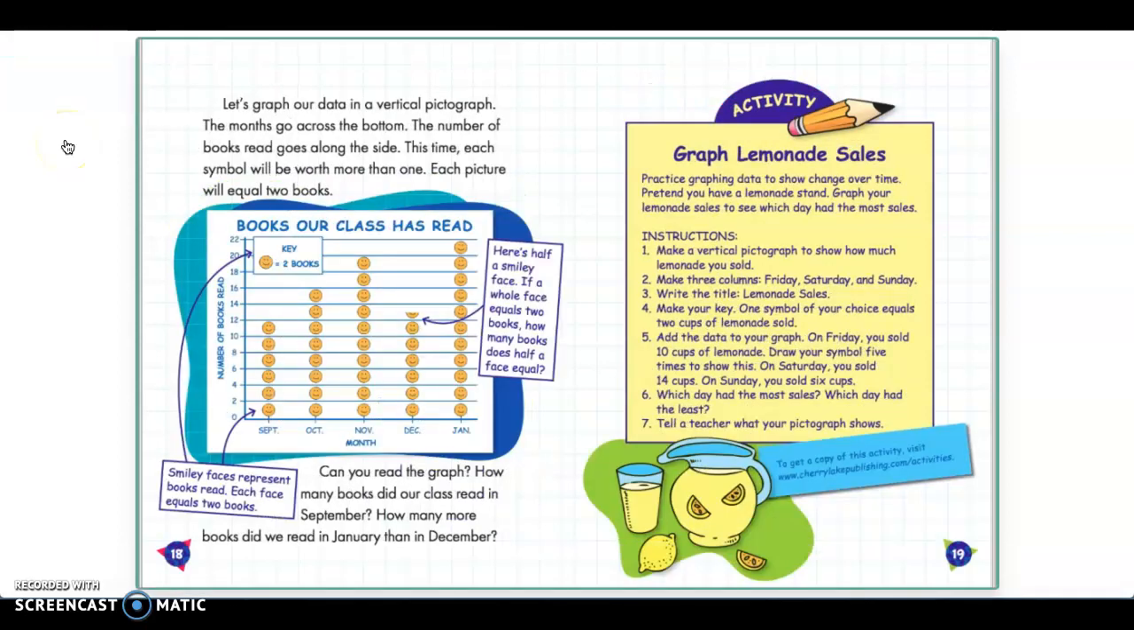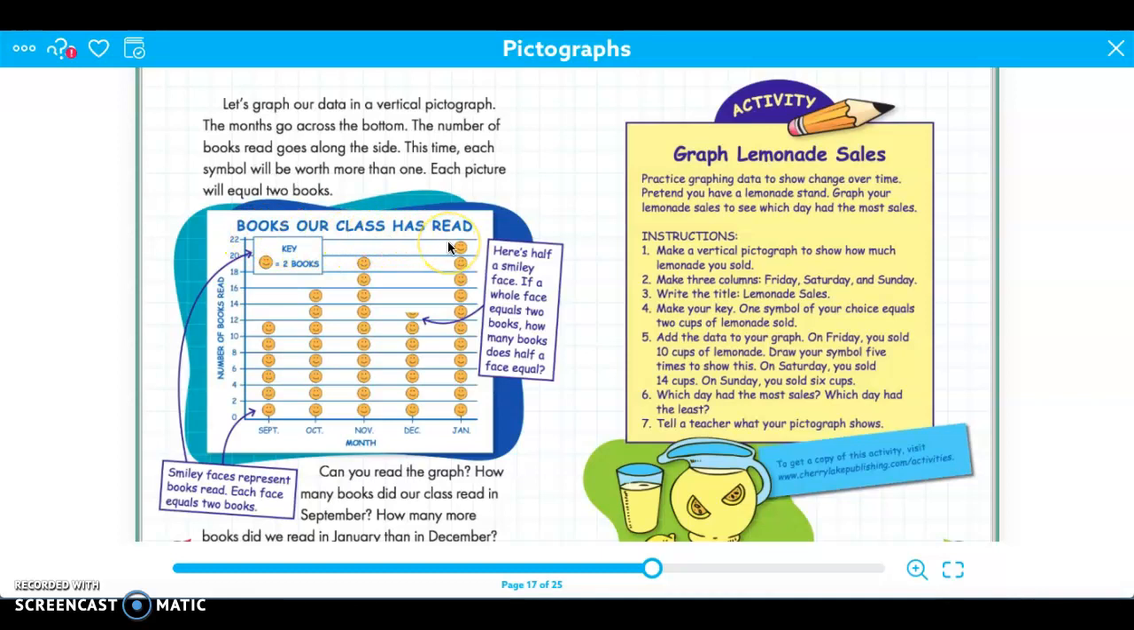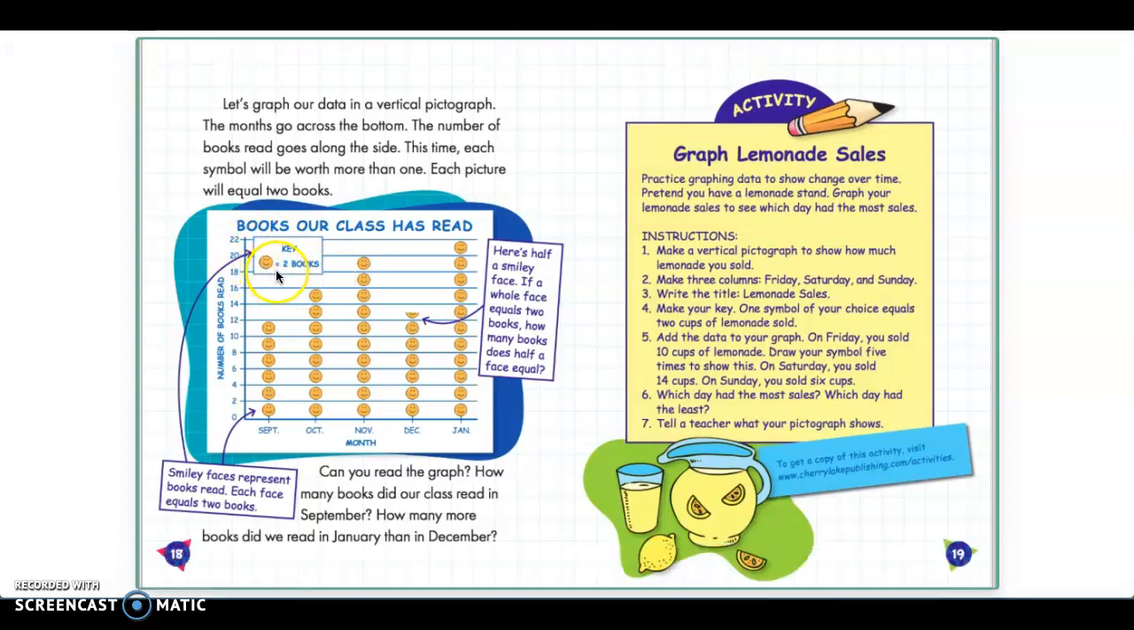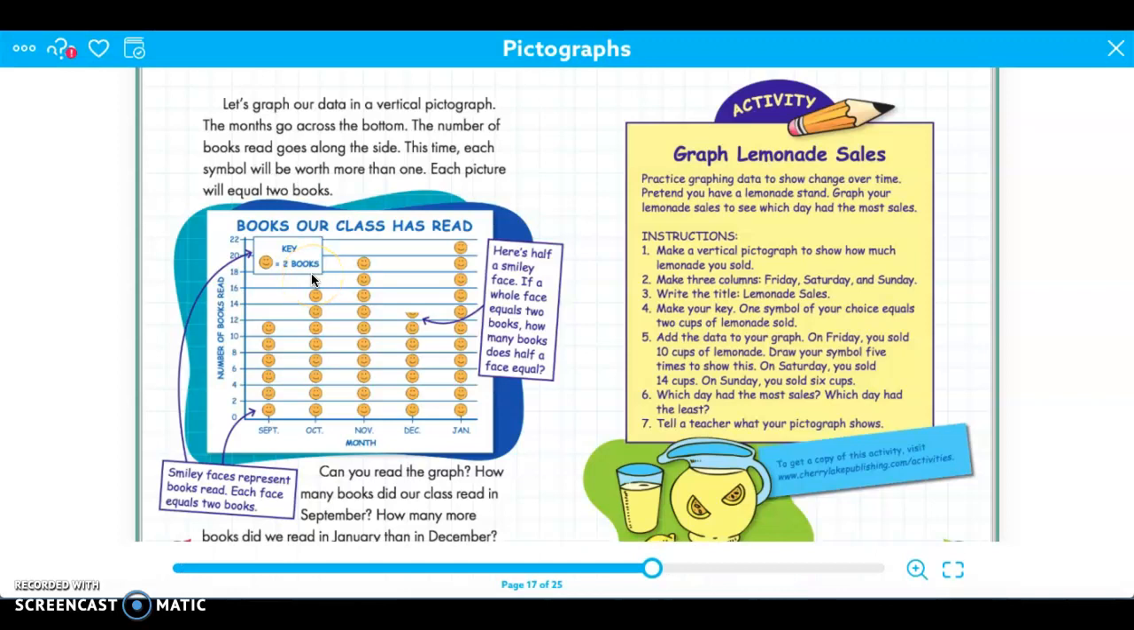This is my last graph I want to show you. So this says books our class has read. That's the title of this graph. So if you notice on the key, it says smiley face equals 2 books. So that means every single time you are counting on this graph, you are going to count by 2s.